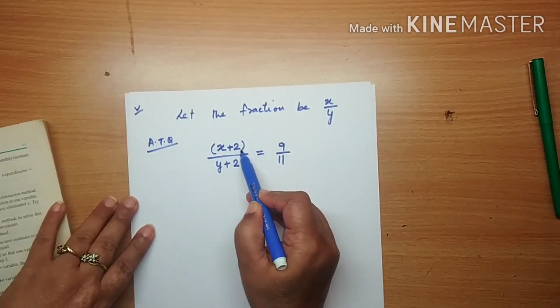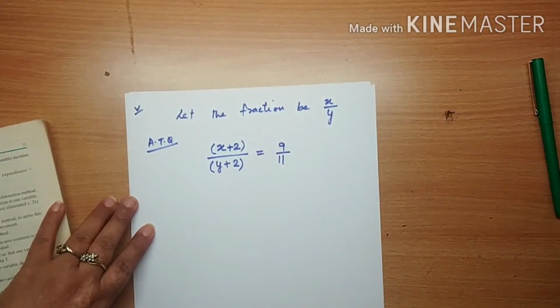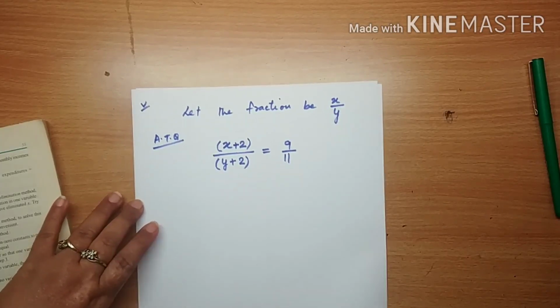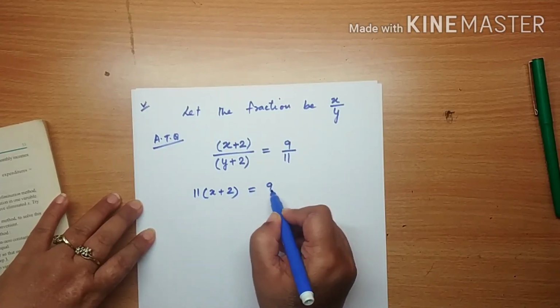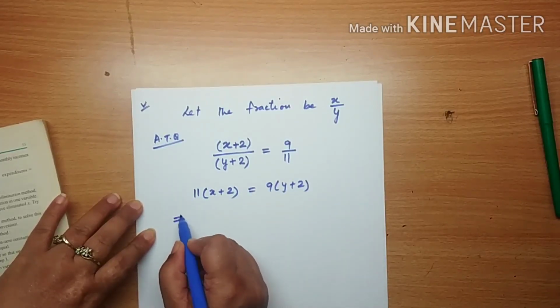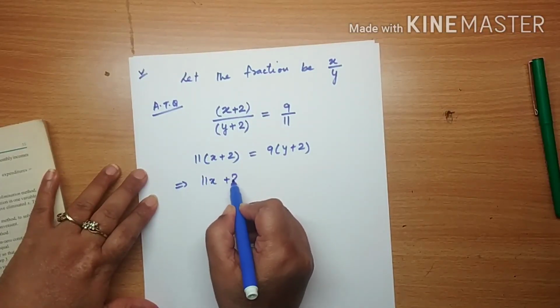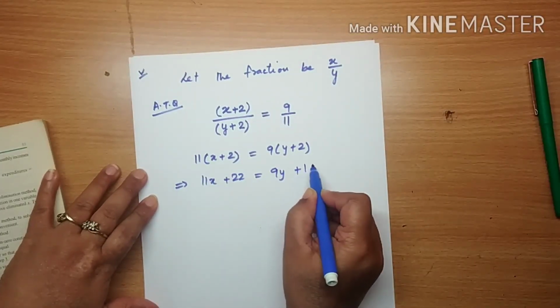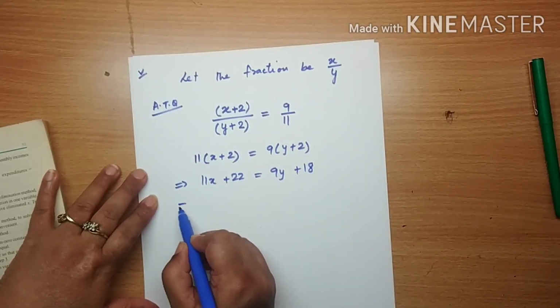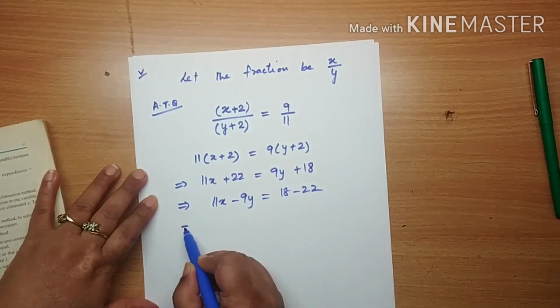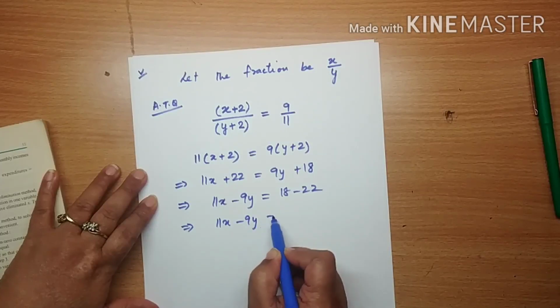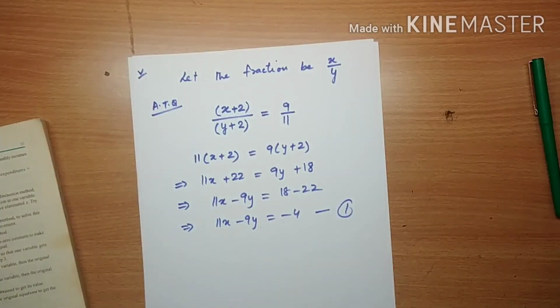Now since there is more than one term in the numerator as well as the denominator, I am enclosing them in parentheses. Cross multiplying, 11 into x plus 2 is equal to 9 into y plus 2. So this gives me 11x plus 22 is equal to 9y plus 18. So 11x minus 9y is 18 minus 22. This is 11x minus 9y is equal to minus 4. This is our first equation.